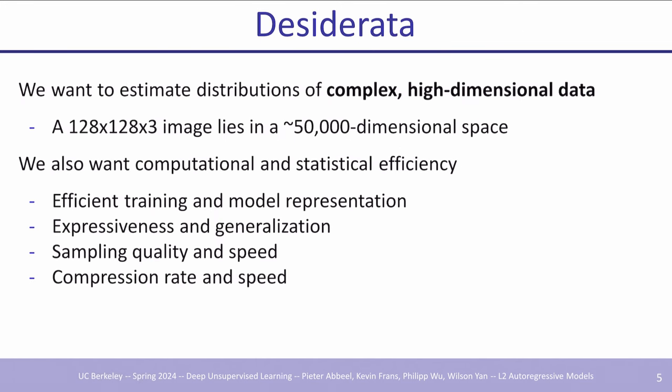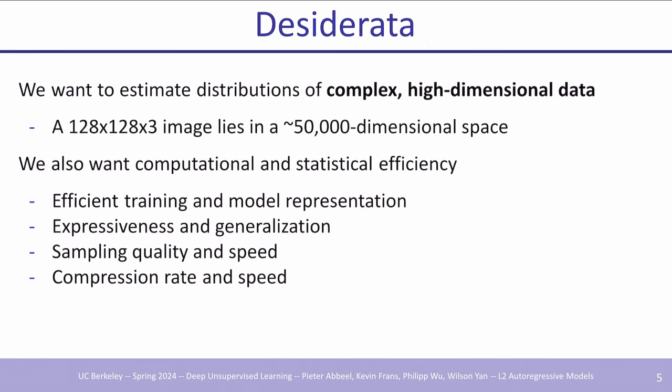So we want to estimate distributions of complex high-dimensional data. Let's think of a very simple image that doesn't even feel that large. A 128 by 128 by 3 for red, green, blue pixel values image, that's roughly a 50,000-dimensional space. 50,000 numbers between 0 and 255 that you're specifying to specify this image. So even for something that sounds pretty small, the reality is that it's quite high-dimensional. And so even though we'll build intuition by initially looking at one-dimensional distributions, we'll have to grow from there to building things that can handle high-dimensional distributions that are not even close to one-dimensional.